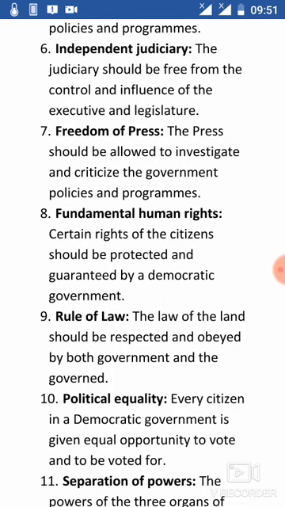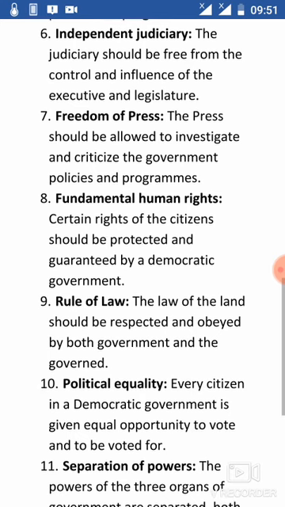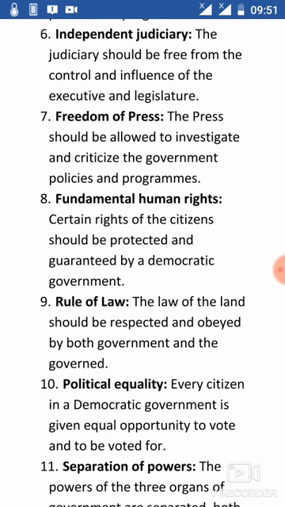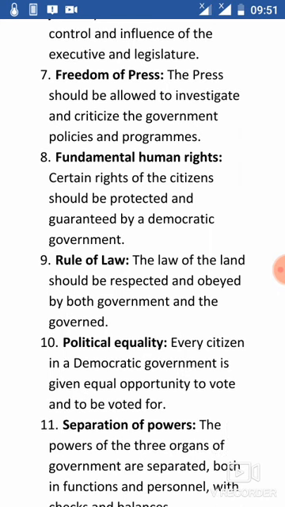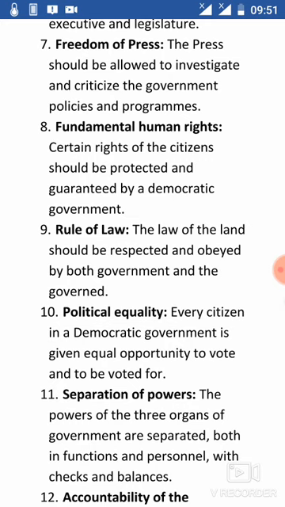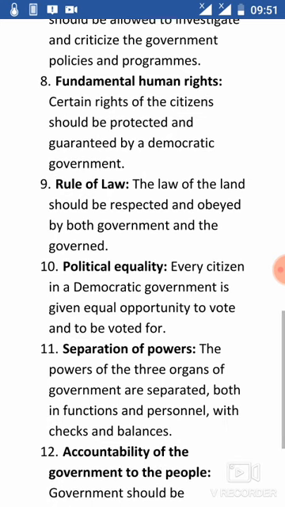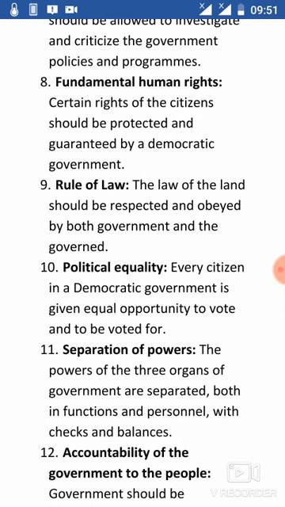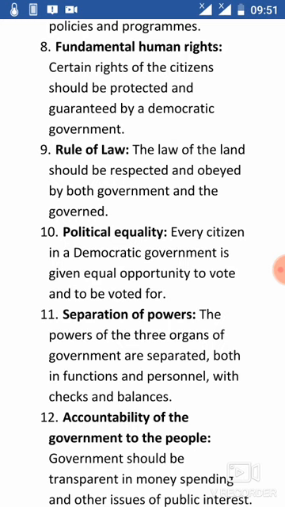Number 8, we have here fundamental human rights. Of course, certain rights of the citizens should be protected and guaranteed by a democratic government. Here, people should enjoy the rights of movement, speech, religion, life, and property, etc. Number 9, rule of law. The law of the land should be respected and obeyed by both governments and the governed. This means that no one should be exempted nor seen to be above the law. All citizens are equal before the law. Do you understand? We proceed.